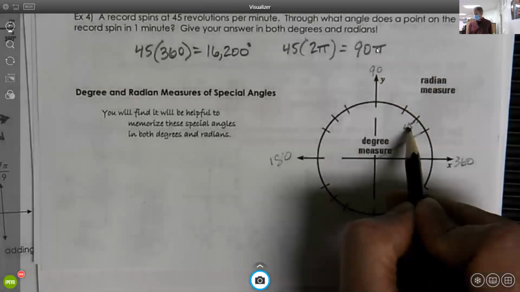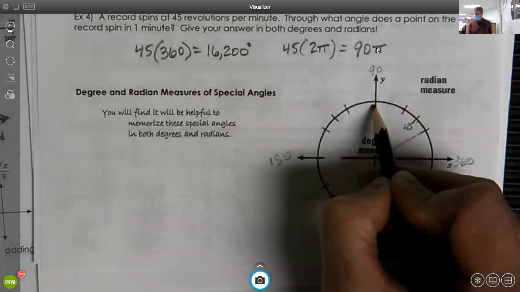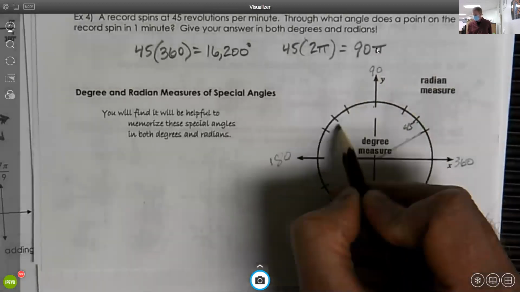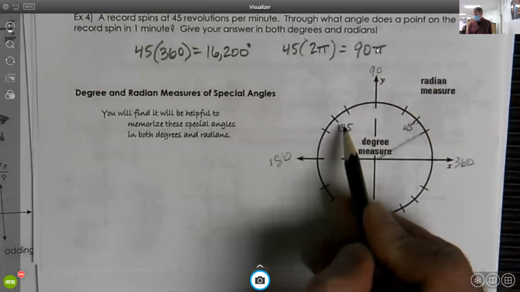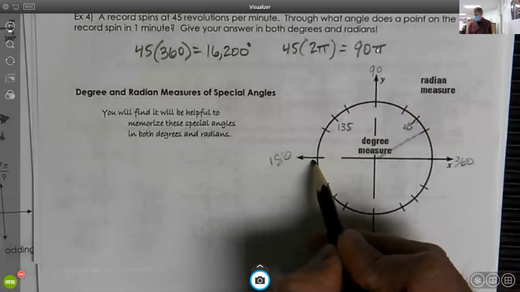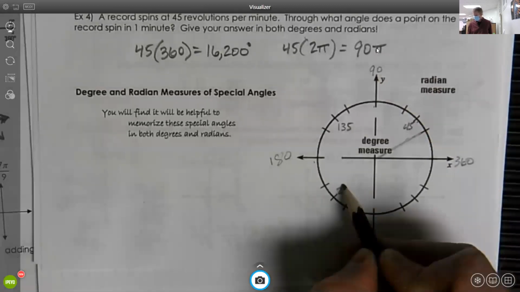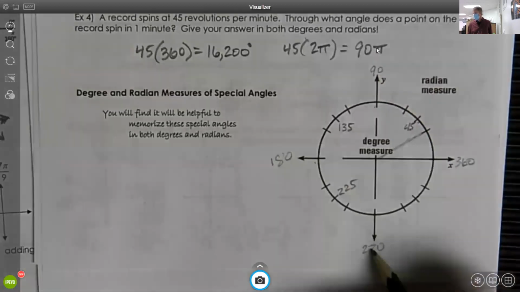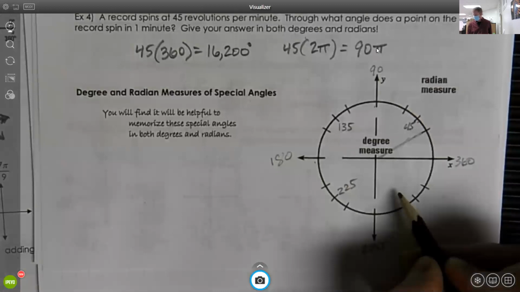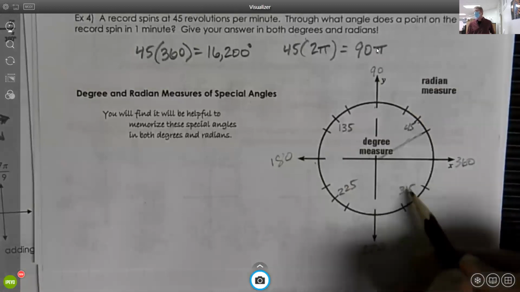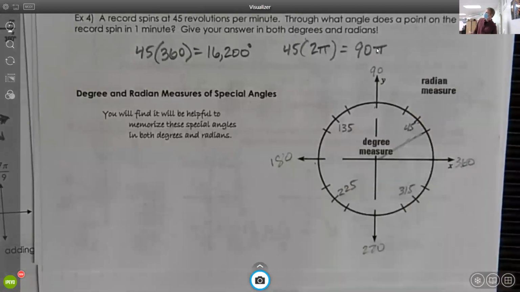45, another 45 is 90, another 45 is 135, another 45 is 180, another 45 is 225, 270 is another 45, another 45 would be 315, and another 45 takes you all the way over to 360.